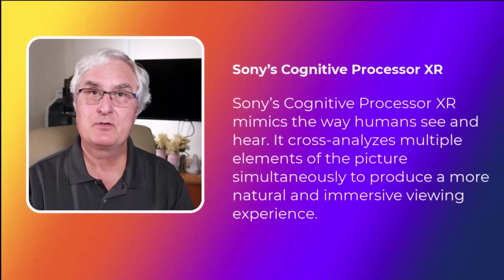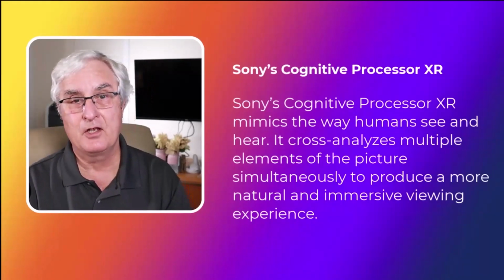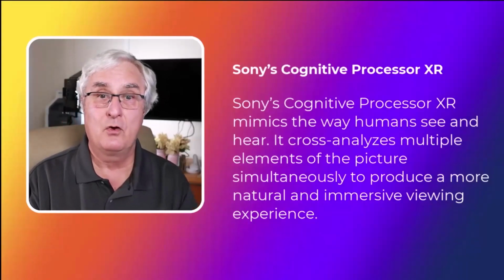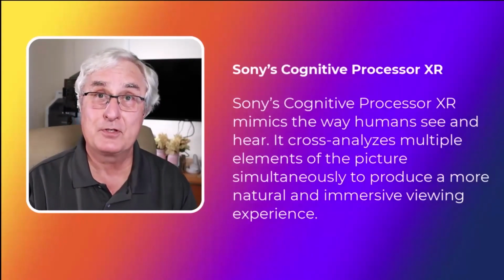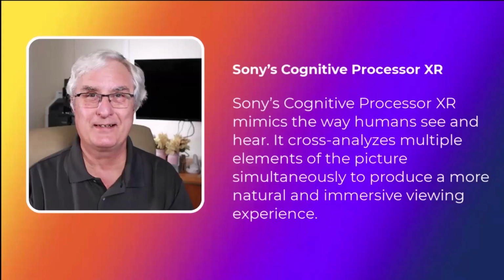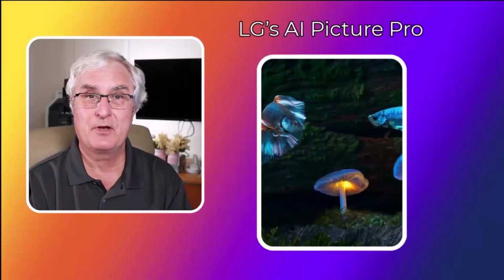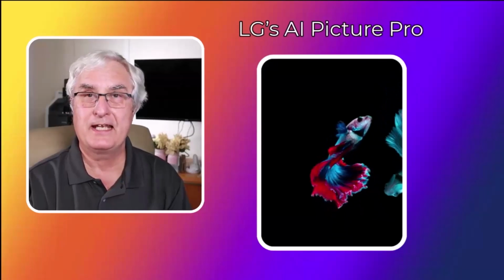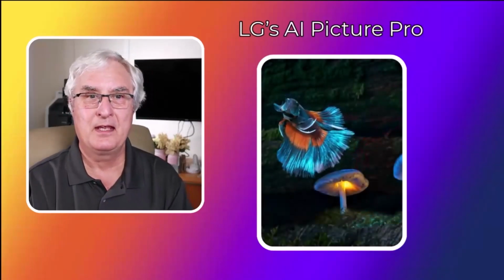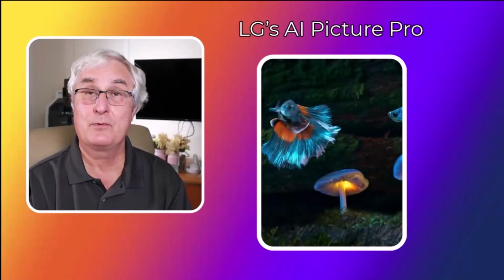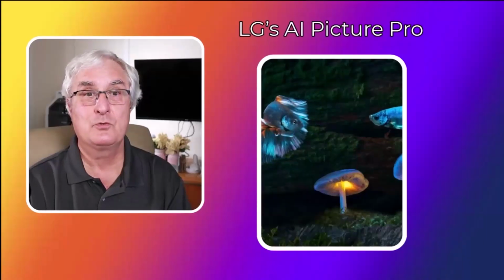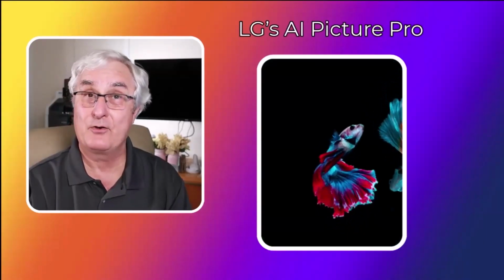This enables them to recognize different types of content, whether that's movies, sports, or animation, and optimize the picture settings accordingly. Adaptive brightness. AI can also adjust the brightness of the screen based on the ambient lighting in the room. This ensures that the picture quality is always clear and comfortable to watch, whether you're in a bright or dark environment.